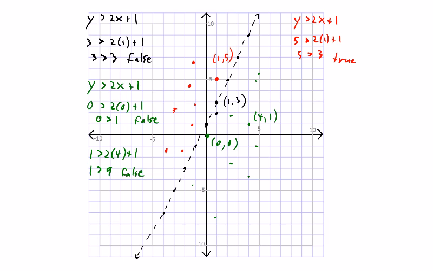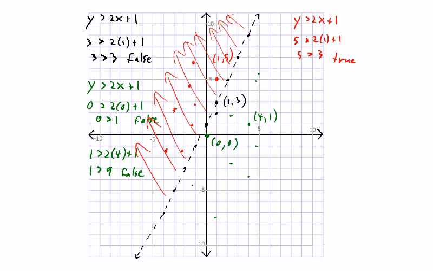So how do we indicate what the solution is? We can draw the line y equals 2x plus 1 in a dotted or dashed fashion to show that we're not including the line. And then we would include all of the values, or all the coordinate pairs, I should say, that are above the line. And we would not include anything that is below the line.